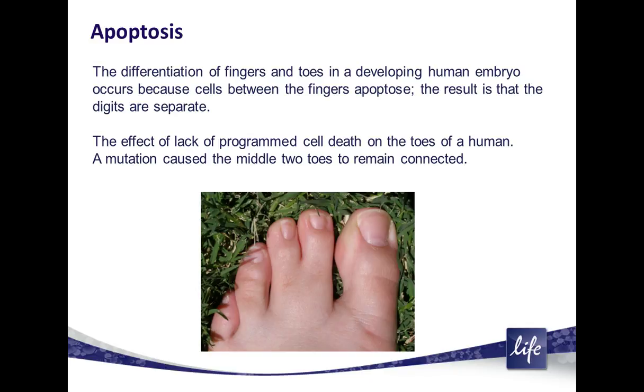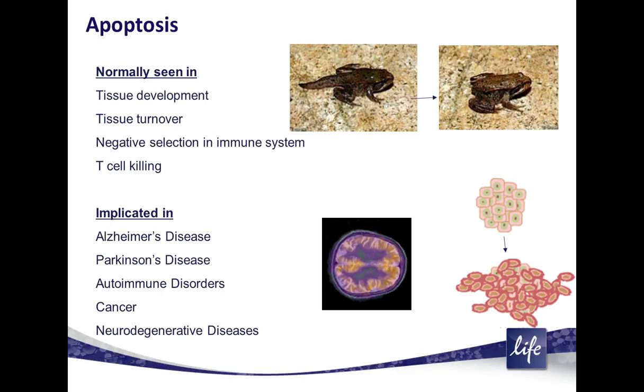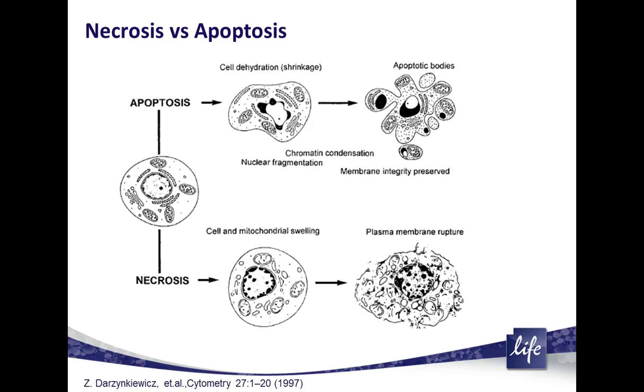So here's an example of incomplete apoptosis, where there is a partial separation of digits that shows the effect of a lack of apoptosis. Apoptosis is normally seen in a number of different processes, such as tissue development and turnover. Defects in apoptosis have been implicated in a number of diseases, either from inhibition of apoptosis or from uncontrolled apoptosis.